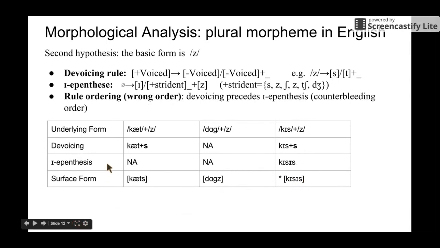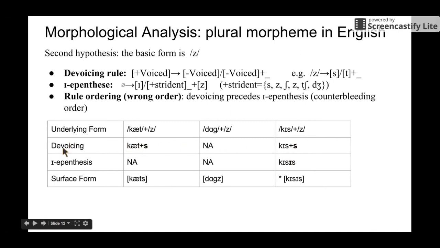Okay, now let's try the wrong order. If we have the devoicing rule precede the insertion rule, then we have a wrong output. For cats and dogs, the rule order does not cause any problem. But for kisses, we have a problem here.